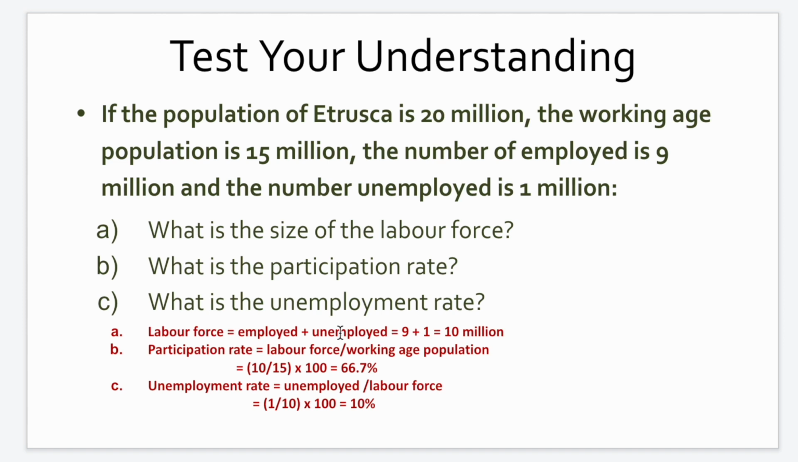Next, we look at the unemployment rate. Keep in mind that the unemployment rate is the number of people unemployed relative to the labor force. So we know the number of people unemployed is 1 million. The labor force is 10 million. 1 divided by 10 is 10%.